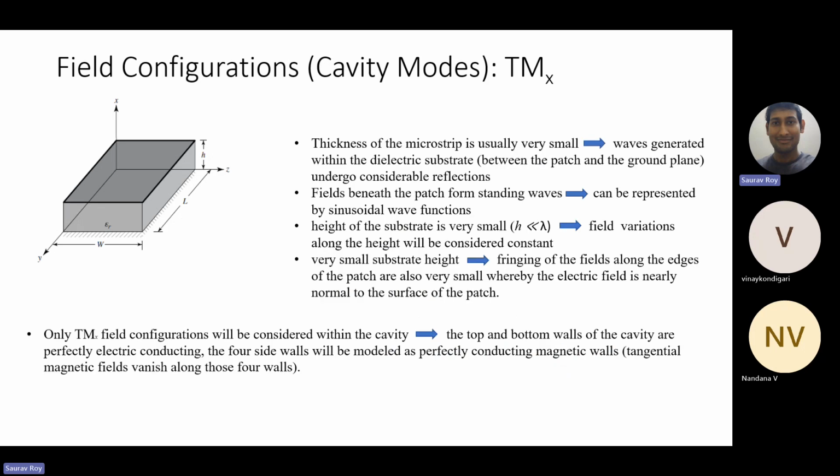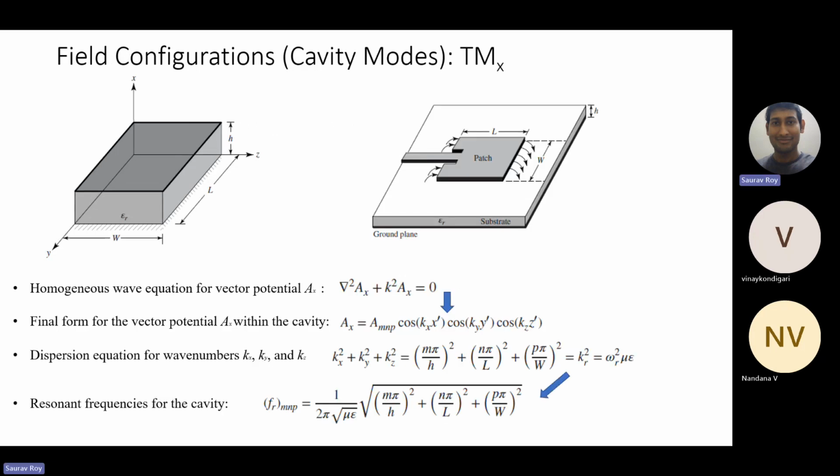Because of that, it is a TMX mode, transverse magnetic X mode. In the X direction, there is no component of magnetic field. Right? Okay, so let's go forward.